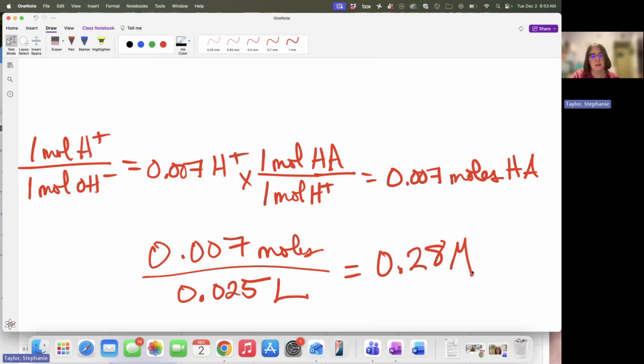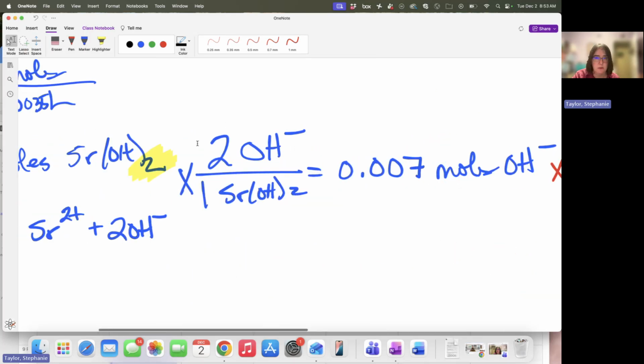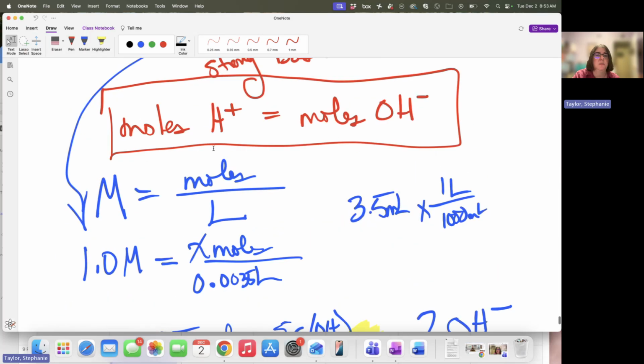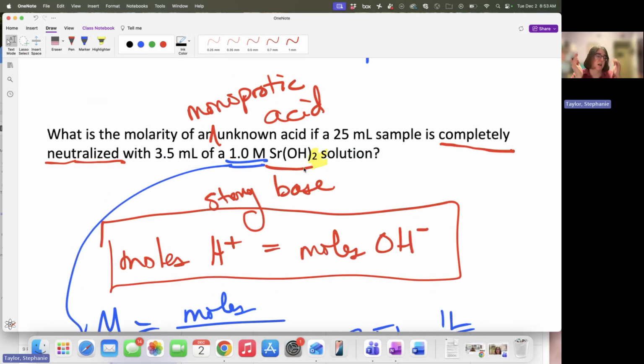Something to keep in mind: this is a problem that has a dibasic base. Because it has a dibasic base, that's why we had to deal with the 2 in there. So it's something to keep in mind that this is not a 1-to-1 scenario, so you do have to do those extra steps.